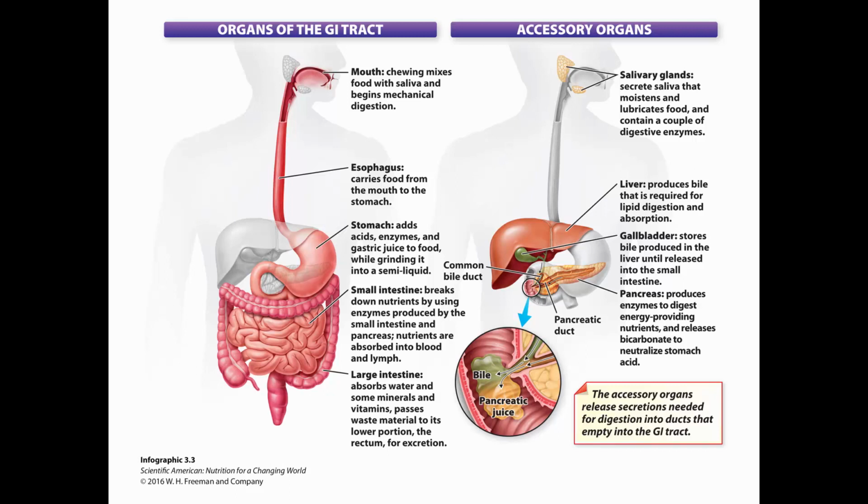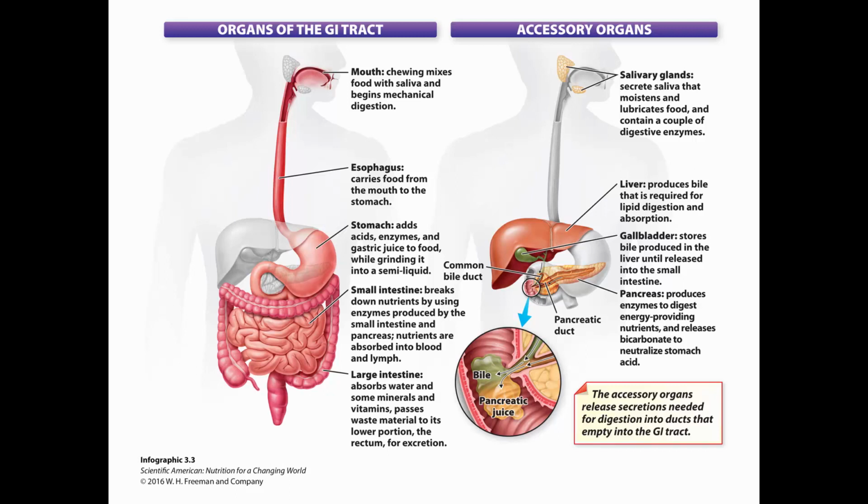In the mouth, chewing mixes food with saliva and begins mechanical digestion. Then the esophagus carries food from the mouth to the stomach. The stomach adds acids, enzymes, and gastric juices to food and grinds it, kind of mechanical digestion, into a semi-liquid form. Our small intestine further breaks down our nutrients using enzymes, and that's also the main site where nutrients are absorbed into our blood and lymphatic system. And then the large intestine is where most of the absorption of water occurs, as well as some vitamins and minerals, and waste material is passed out for excretion.